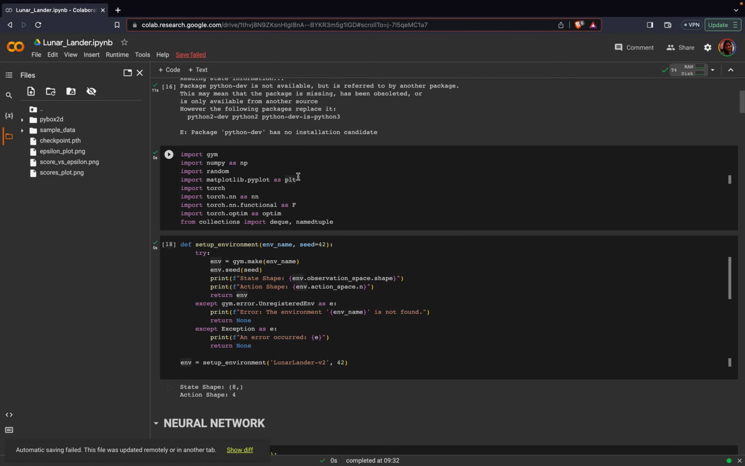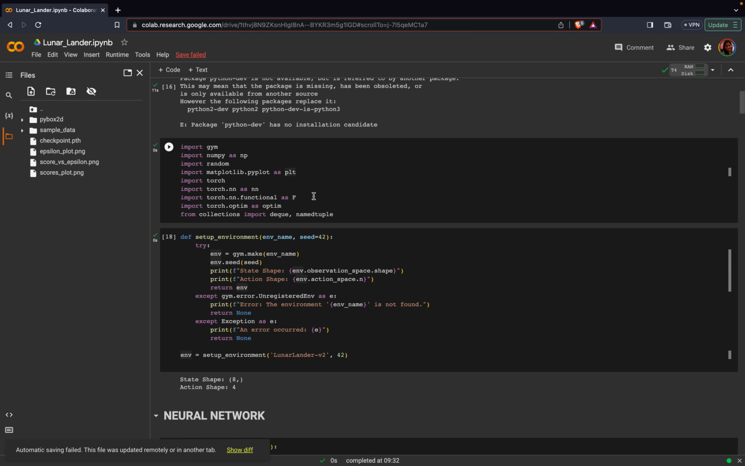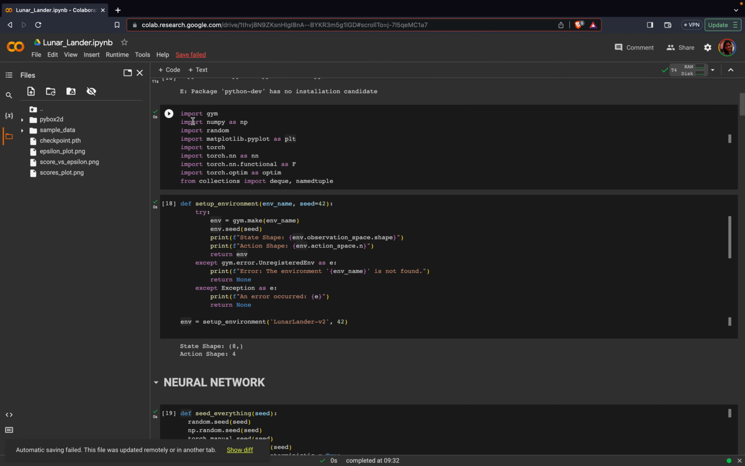Once the installation is done, we have to import the gym environment, and after that we import numpy, random, and all the imports that are required. We're using PyTorch over here, and from collections, deque and namedtuple, and I'll let you know what the use of it is. But before that, how to set up the environment.